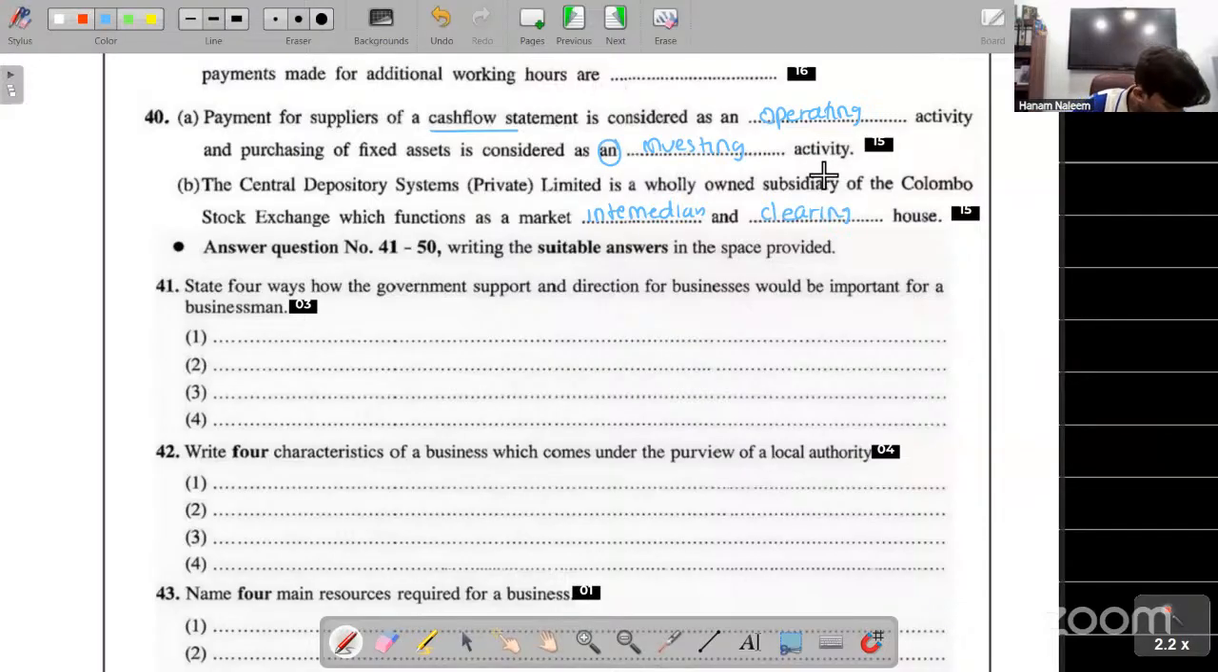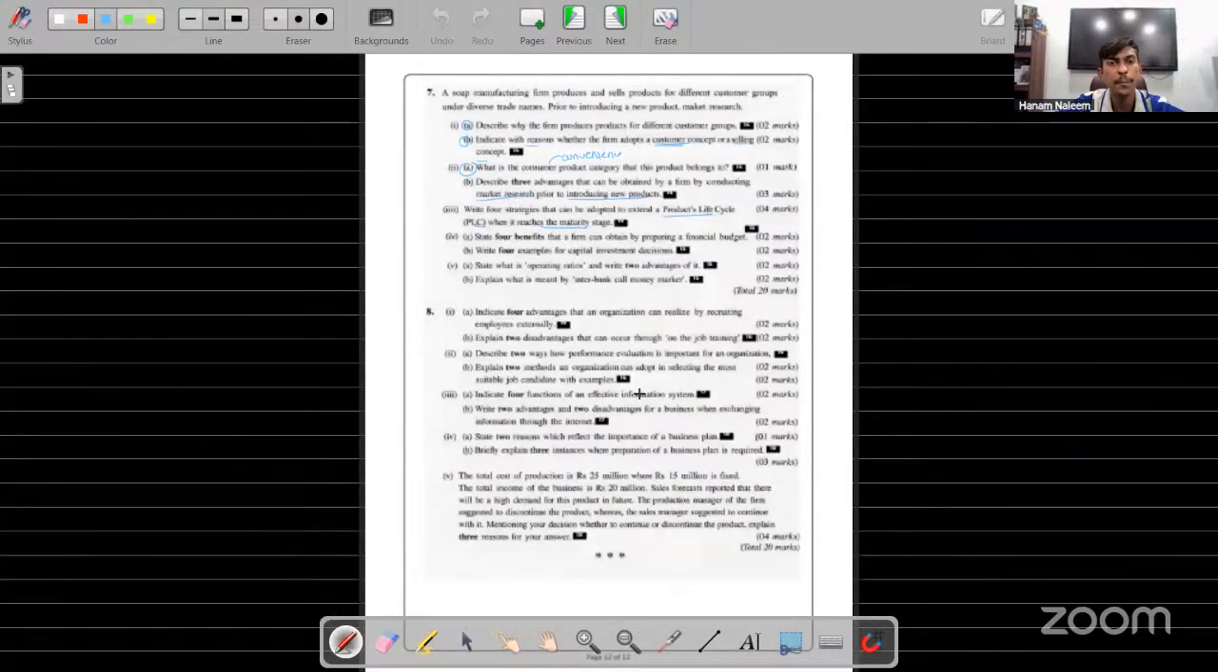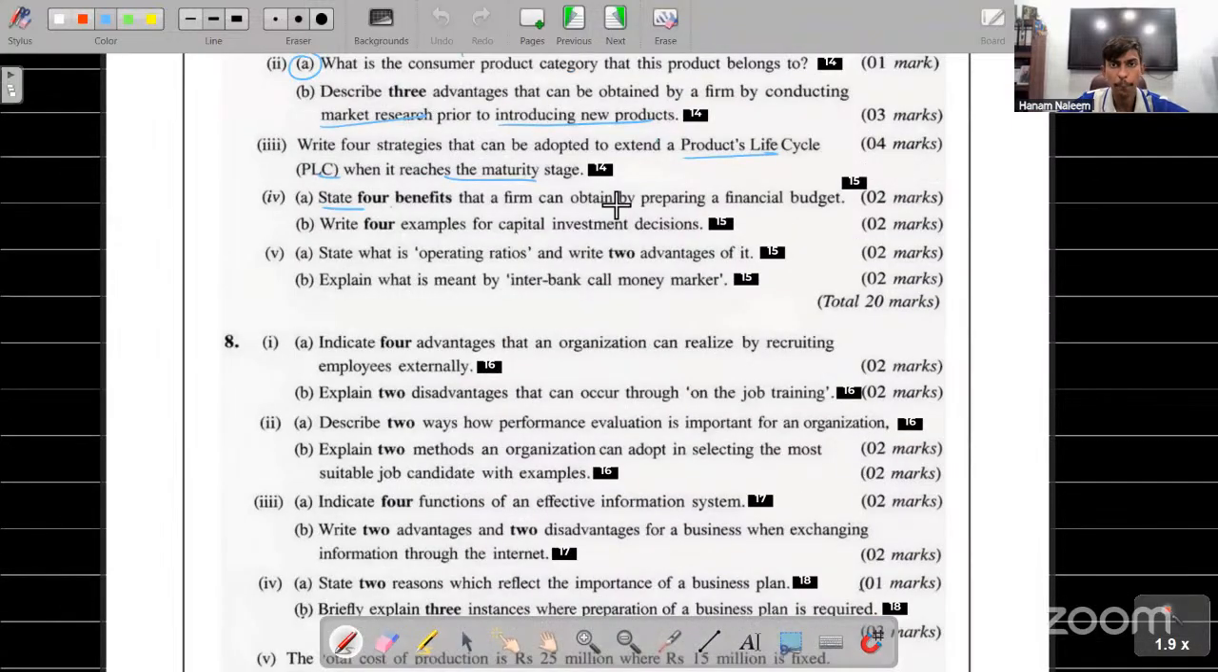Okay. Then part 2, question 7, 4 and 5. State 4 benefits that the firm can obtain by preparing a financial budget. For the financial budget, if they are silent, you can assume that it can be both. It can be either a cash budget or a capital budget.